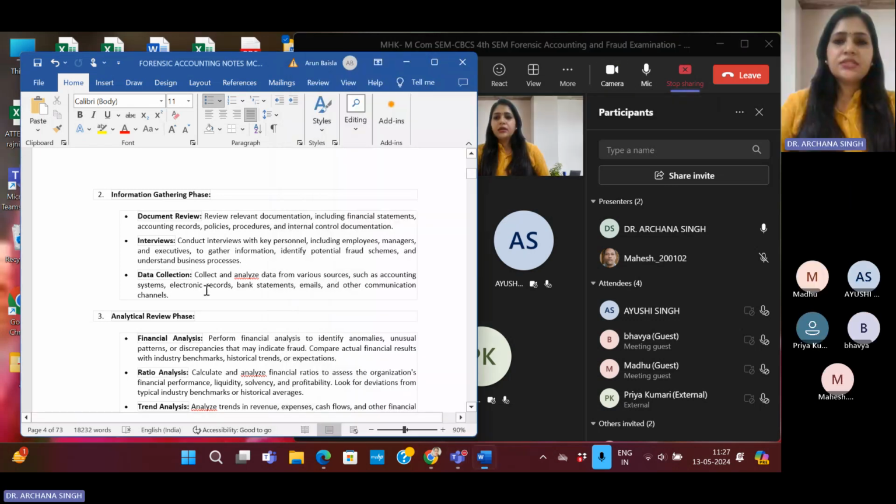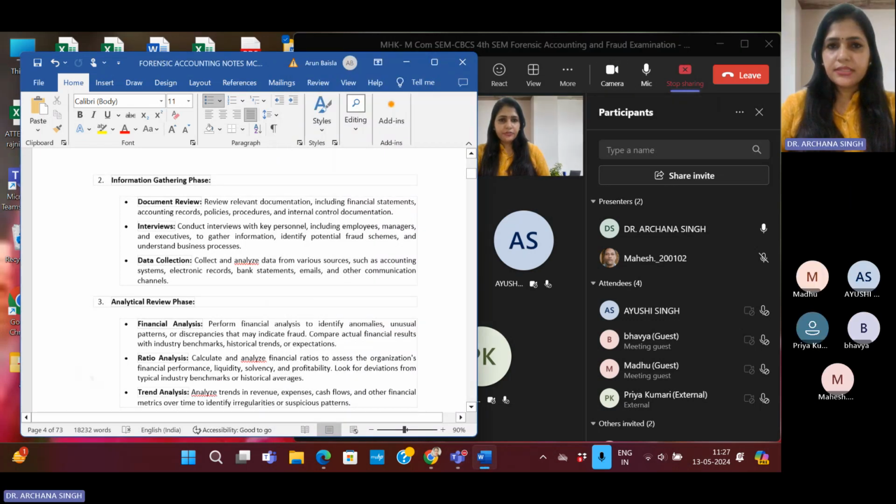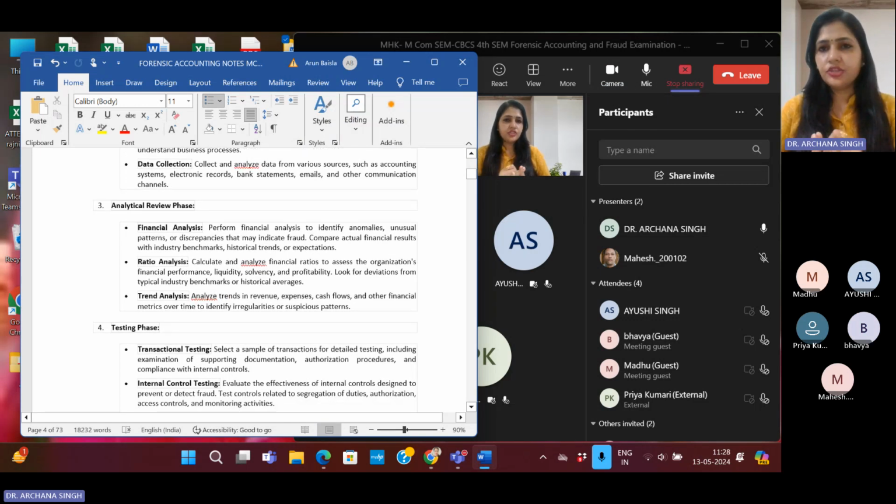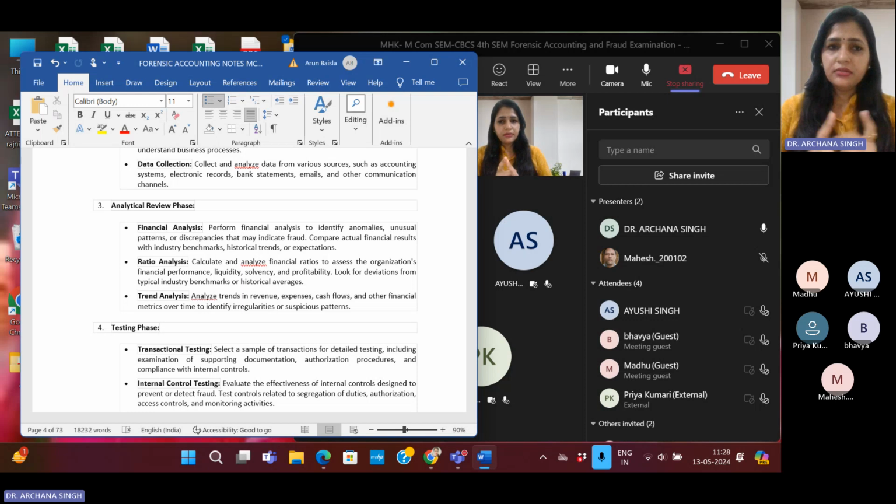Okay, now next is your analytical review phase. Analytical review phase, it includes financial analysis, ratio analysis, and trend analysis. Analytical basically includes these three things. In financial analysis, what you do, you identify the anomalies, unusual patterns, and discrepancies that may indicate fraud.